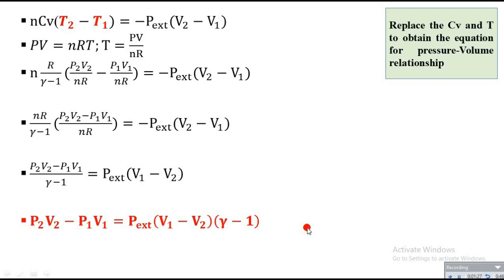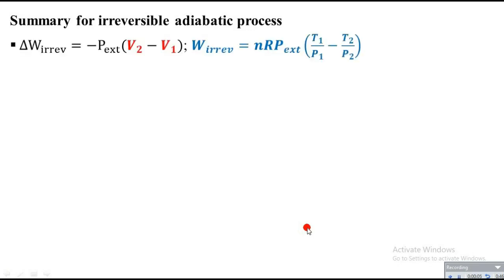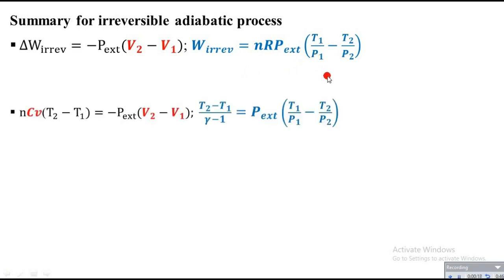You can see the summary for irreversible adiabatic process. For irreversible adiabatic process, we have seen that we use the external pressure, and here we replace the volume, and you get this equation to calculate the work done in irreversible adiabatic processes. Then remember, we have also equalized the two equations where nCv(T2 minus T1), this is the dU, is equal to minus P external (V2 minus V1). This is also work done, because remember dU is equal to the work done.